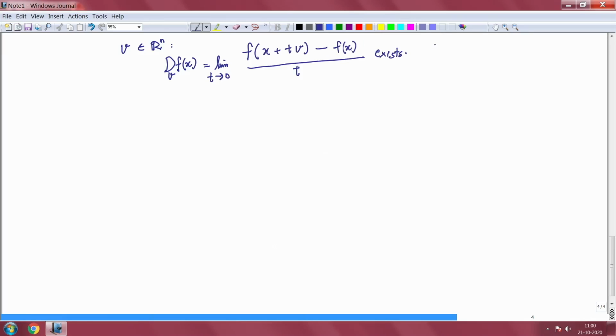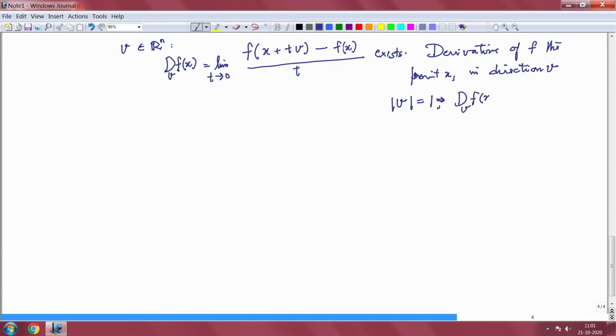Then you call it the derivative of f at the point x in the direction v. And if mod v equals 1, that is, a unit vector, then we call it the directional derivative. Otherwise it will have a factor. So, clearly this is called the directional derivative.